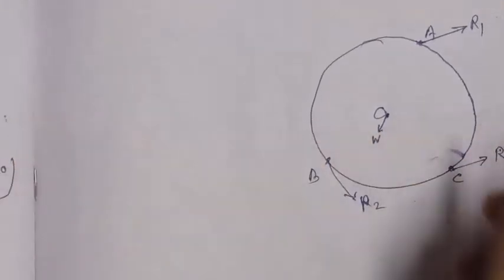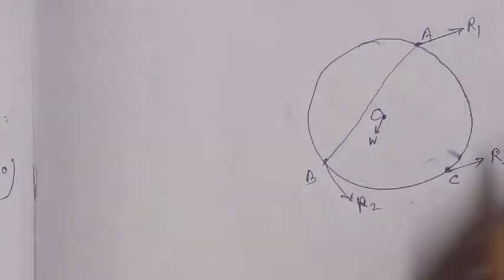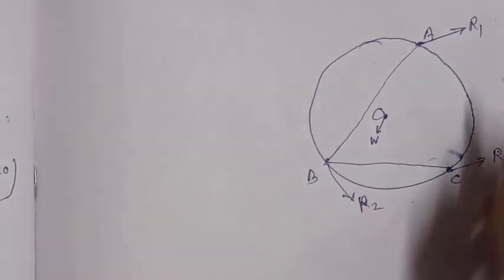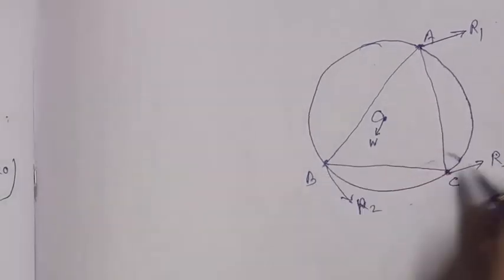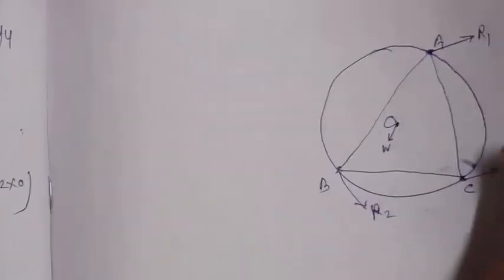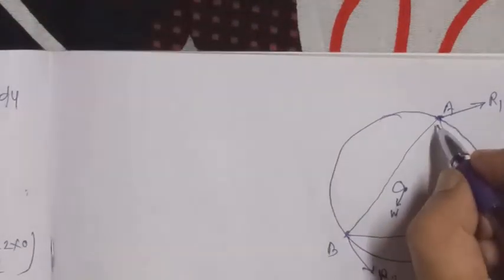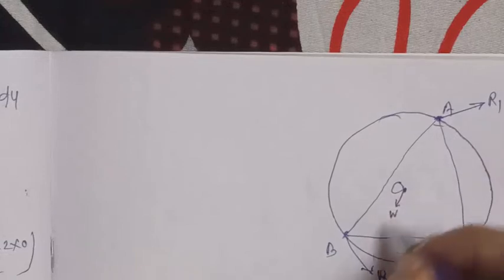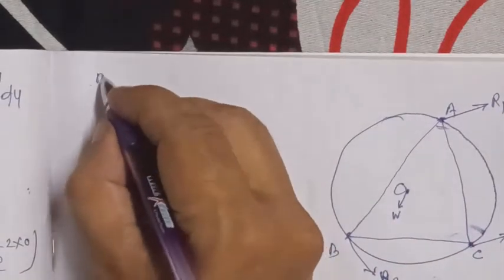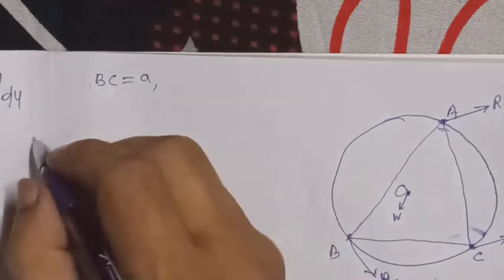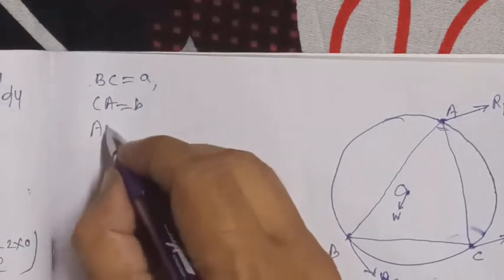Now join AB, BC and CA, which form triangle ABC. We know that the side opposite to angle A is represented by small a, so BC is a. Similarly, CA is b and AB is c.